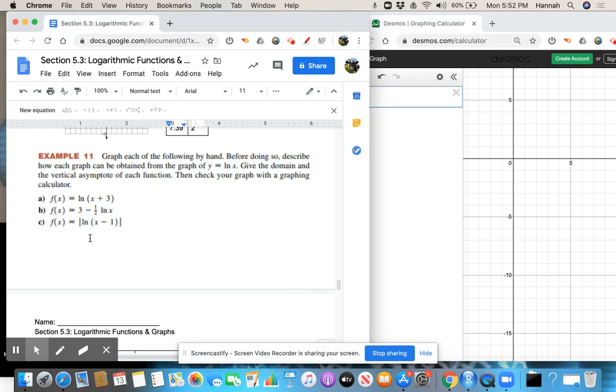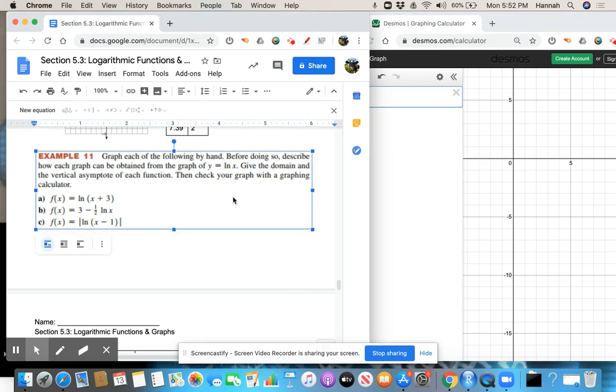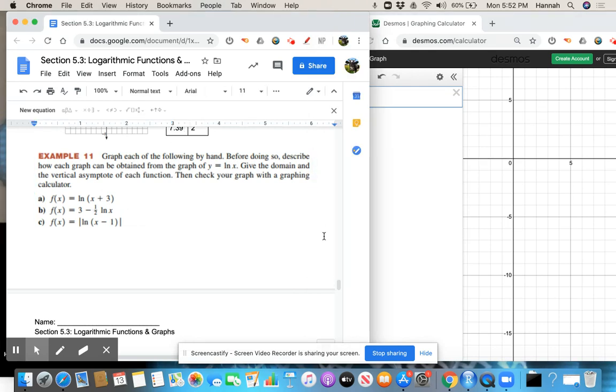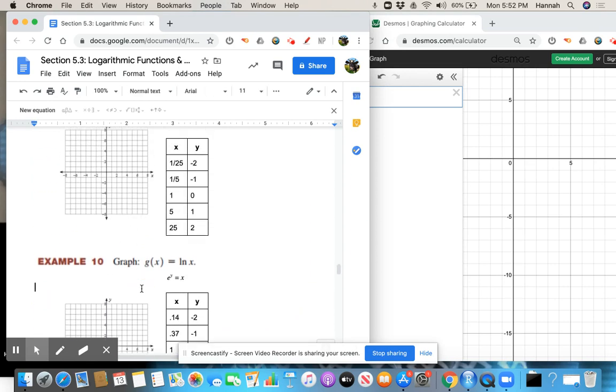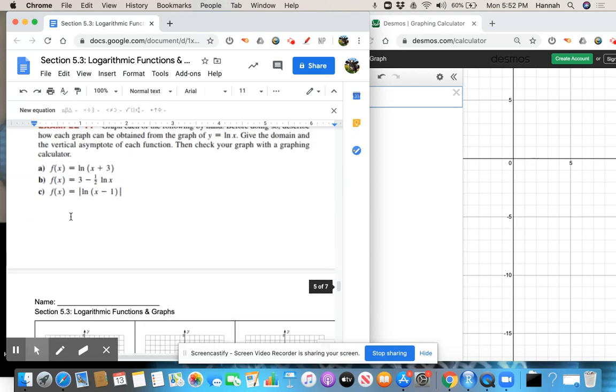Well, if I look at example A here, what changed? Well, we started with just natural log of x. That's what it says right here in the prompt. But then we moved to natural log of x plus 3. Let me give myself a little more room up here to type. There we go. Well, what changed? We put a plus 3 inside parentheses with x.